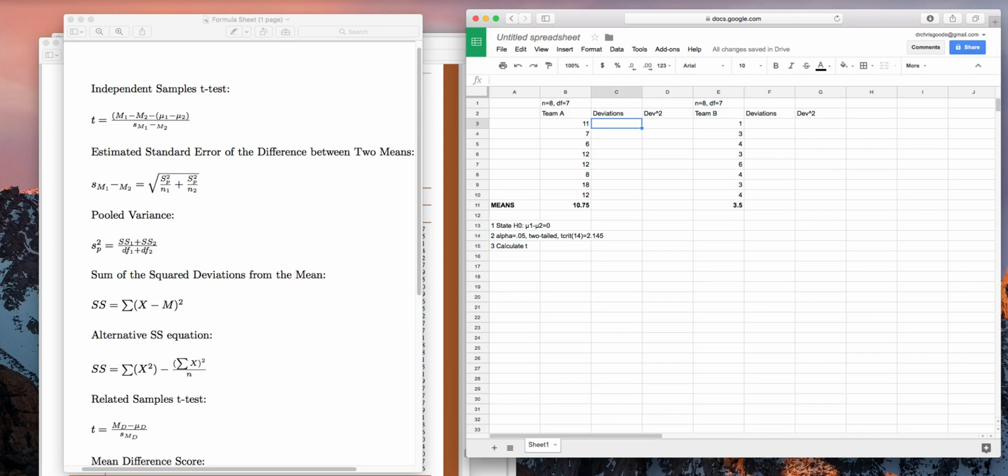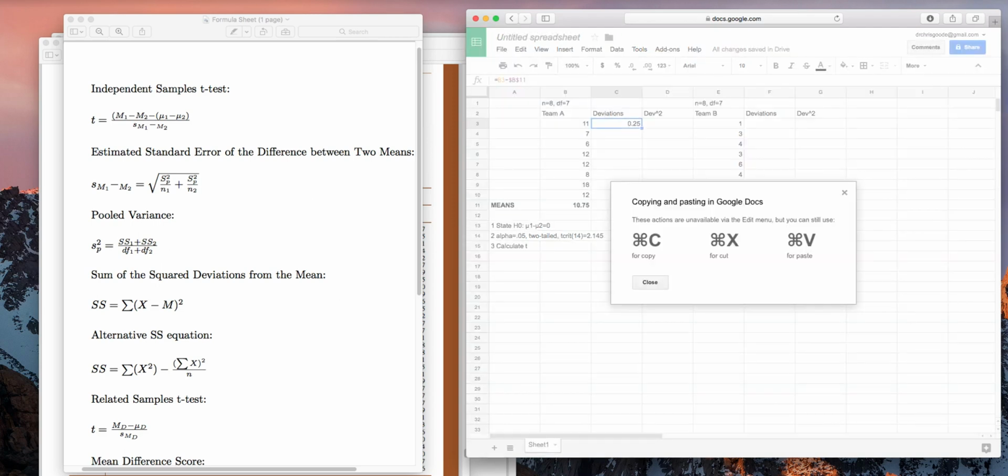All right, what's the deviation going to be? Well, deviation of the score 11 from the mean. I'm actually going to click on this cell, but I'm going to make it a static reference so that it's always going to reference cell B11, and it's not going to go down to the next cell B12 when I paste it in the cell below. All right, great. So let's copy.